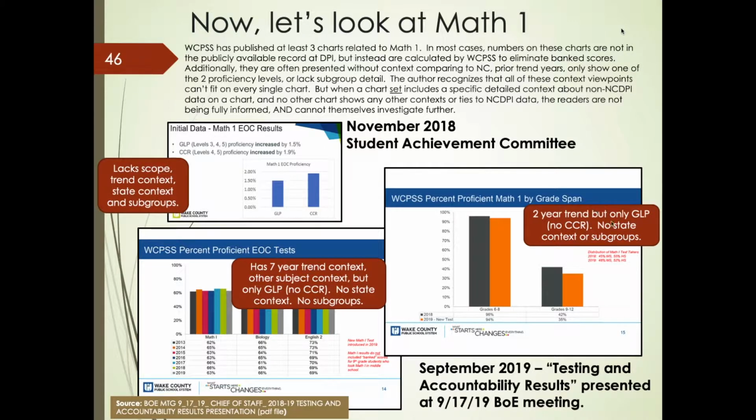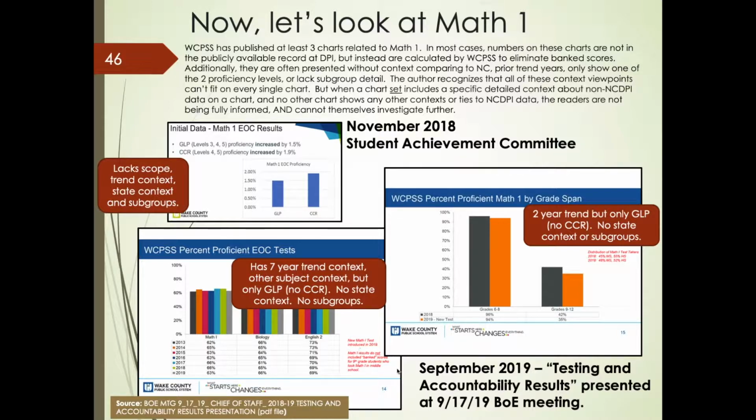And again, it's only showing GLP, no CCR. I'm comparing this chart with the other ones that are in the same deck, and the CCR data is not in the entire deck. We're only looking at GLP apparently in this presentation that was given in September at the Board of Education. In both of these charts, there are a few notes. This one shows some distribution of the Math 1 test takers, middle school versus high school. That's good.